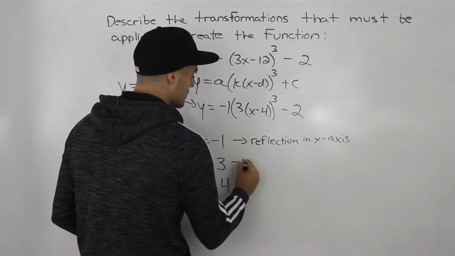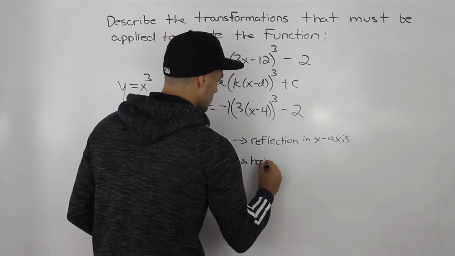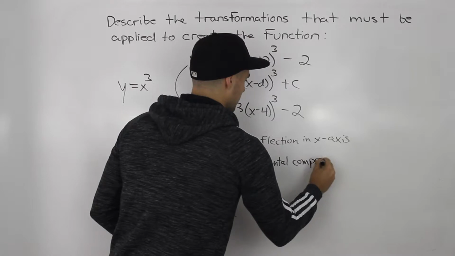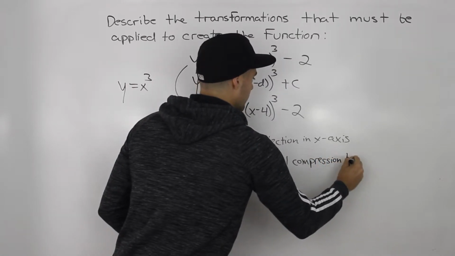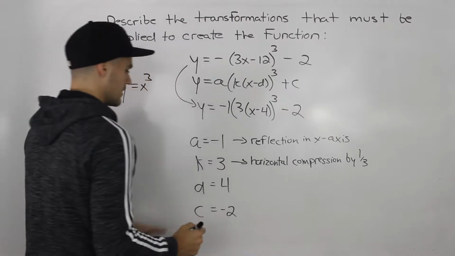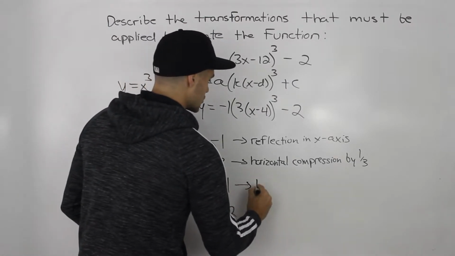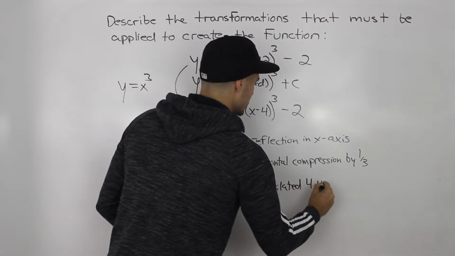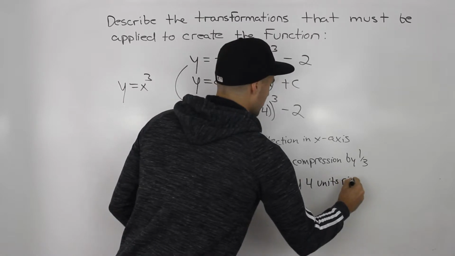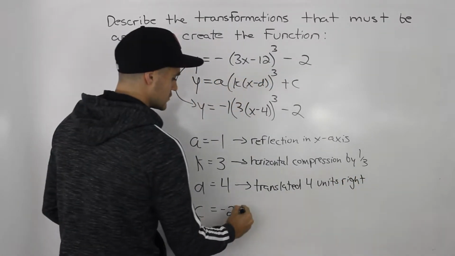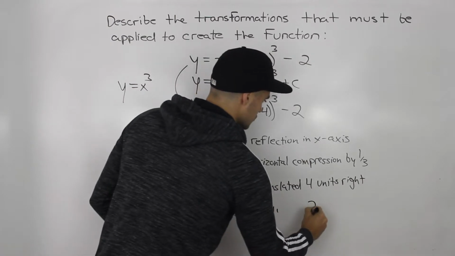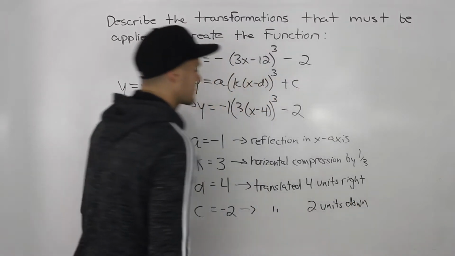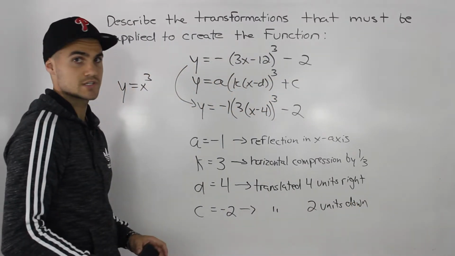This k value of 3 means that there is a horizontal compression by a factor of 1 over 3. This d value of 4 means that it is translated 4 units right. And then this c value of negative 2 means that it is translated 2 units down. Alright, so those are the transformations that happen.